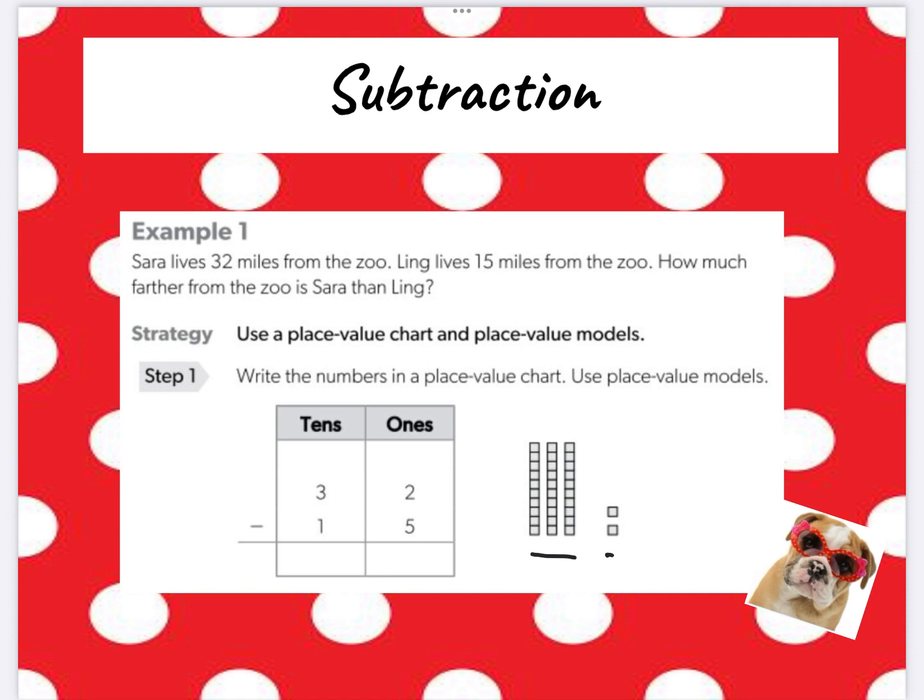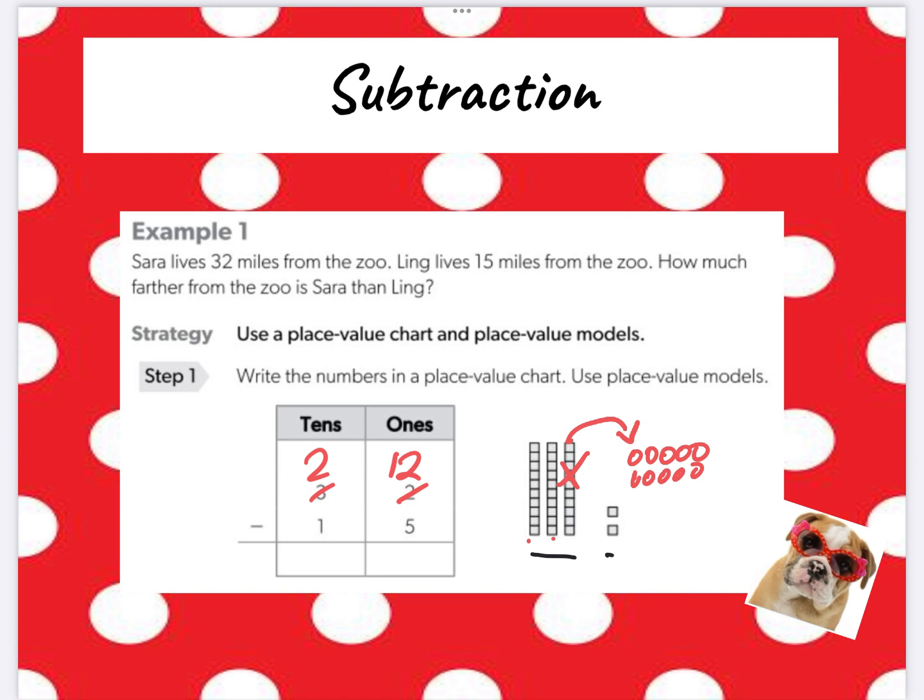And if I have 2, can I take 5 away? No, I only have 2, right? So I'm going to have to take a 10. I'm left with 2 tens. So I take 1, and then I can't just take it, I have to also give 10. 1, 2, 3, 4, 5, 6, 7, 8, 9, 10. So now instead of just 2 ones, I have 10 and 2, which is 12. Now that I've regrouped, I have enough to subtract.